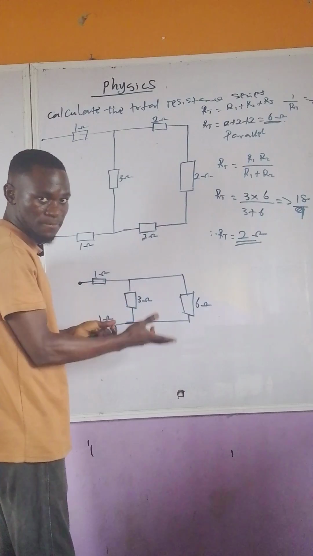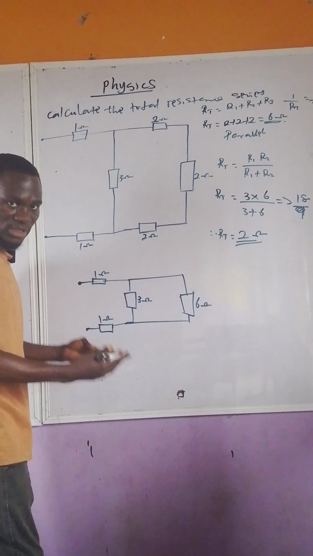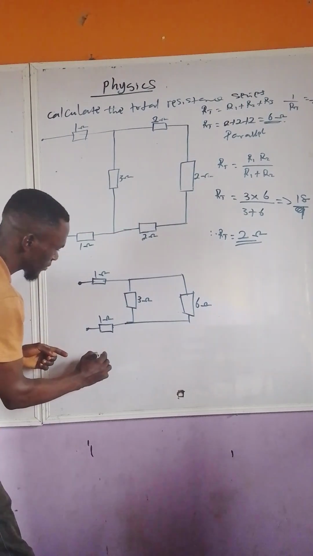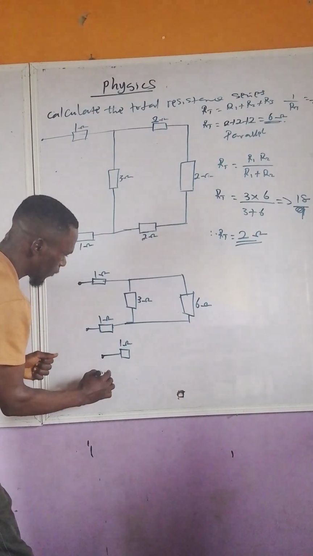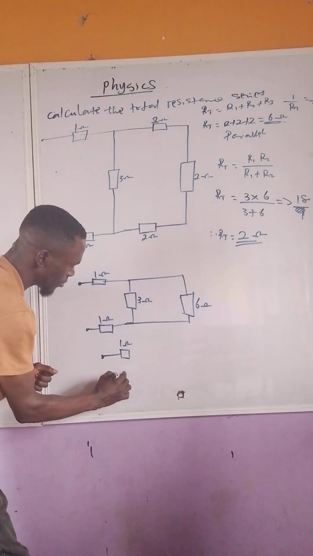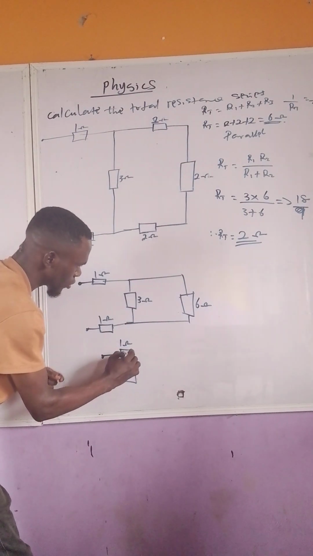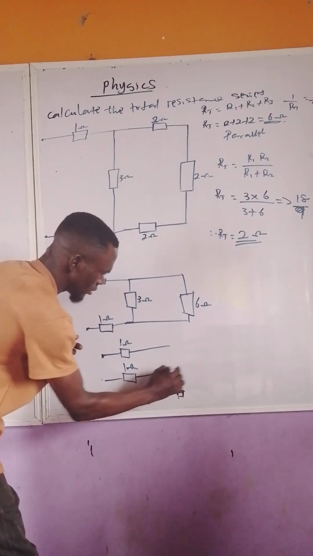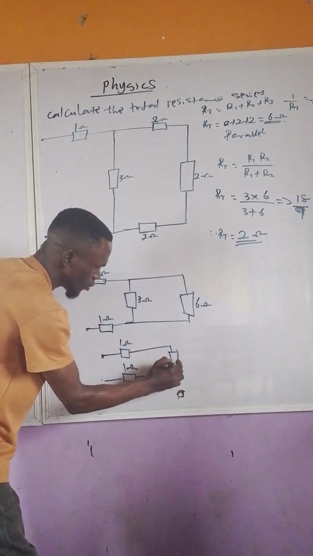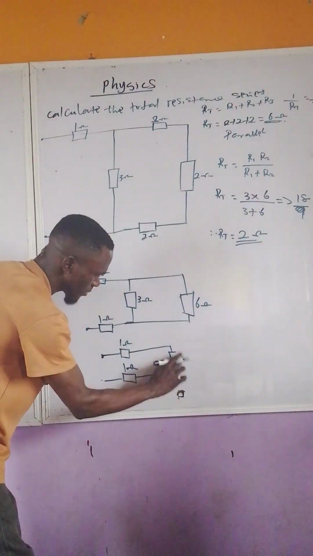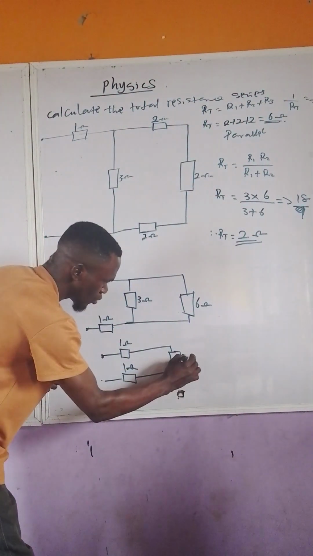Since we've converted this one to parallel, we draw the diagram again so that it looks like series. We have the first one, which is 1 ohm here, then followed by another 1 ohm again. Then connected to the one that we found, which is 2 ohms, and the other one we found, which is also 2 ohms. Don't mind my drawing.